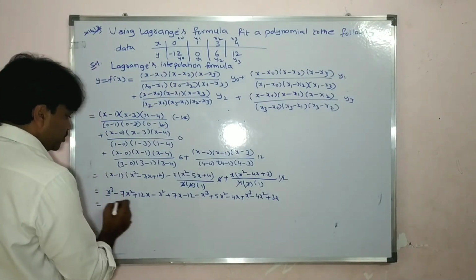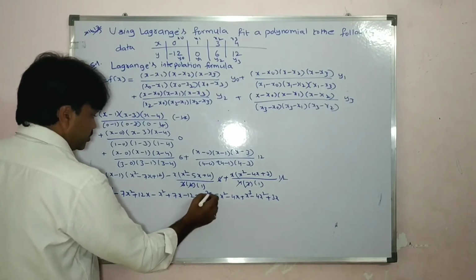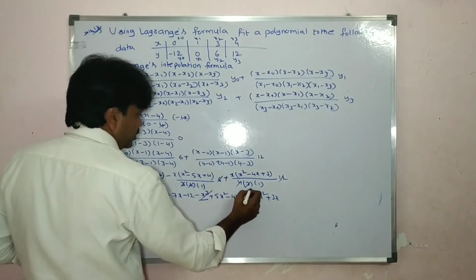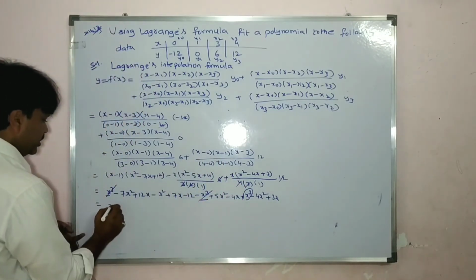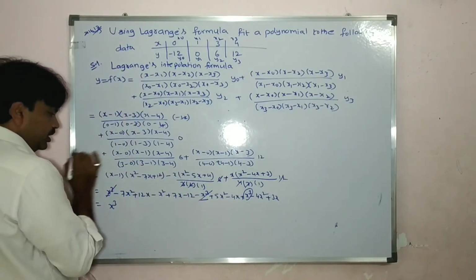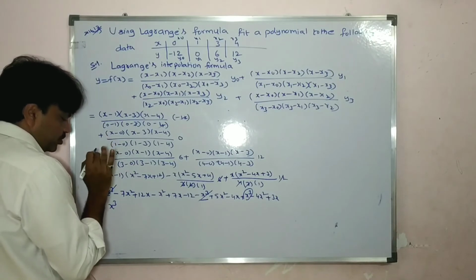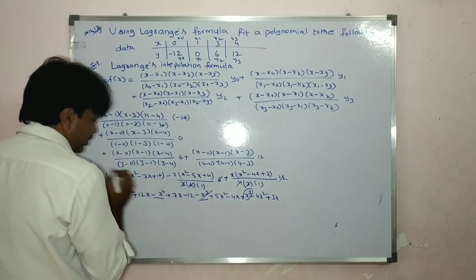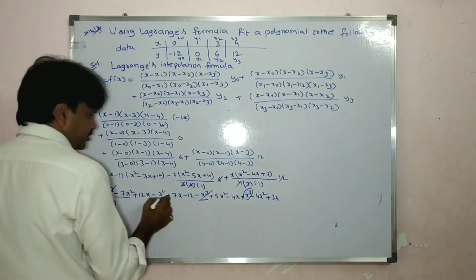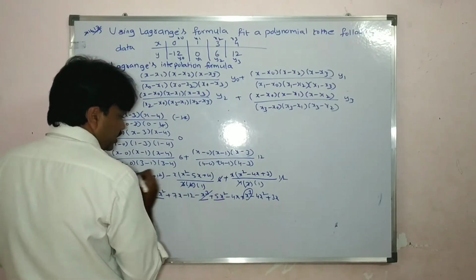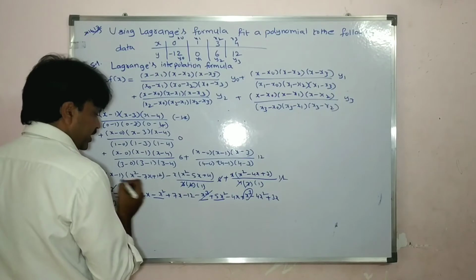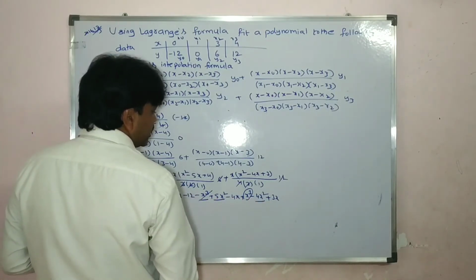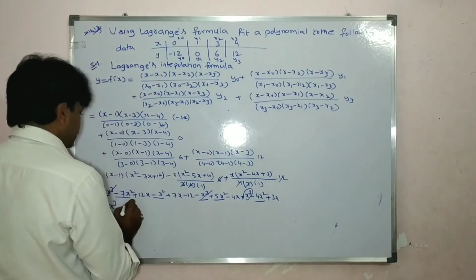See, first x cube terms: minus x cube plus x cube cancel, so we have x cube here, so we write x cube. Then you go to the x square term: minus 7x square minus x square minus 8x square, minus 8 plus 5 minus 3, minus 4x square, minus 7x square.